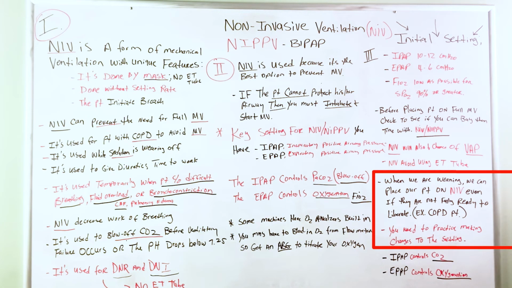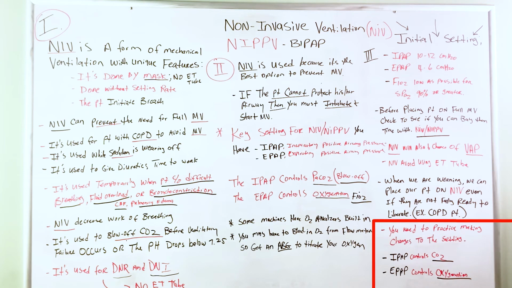All right. Now, I know you have study guides and study books or a seminar book, but you need to practice making changes to the settings on the BiPAP machine, because the IPAP controls the CO2 and EPAP controls oxygenation. Okay? But you need to be able to see these settings so that you can make sure that you are setting the BiPAP correctly to achieve your goal. Okay? And there you have it.